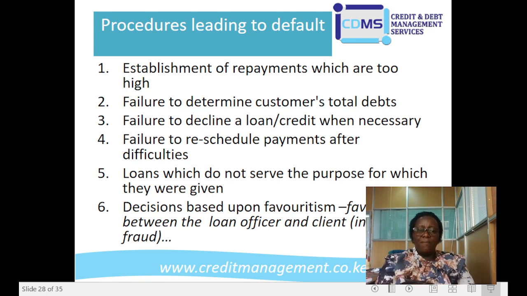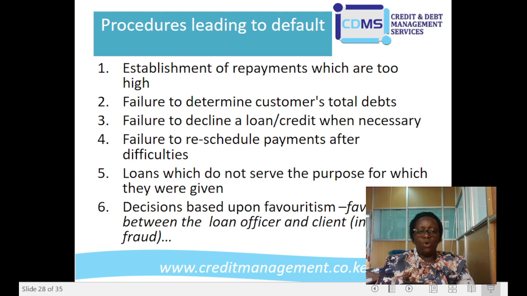So the other thing, we talk about procedures that lead to default. I think establishment of repayments which are too high, which do not even match the customer's cash flow. So failure to determine customers' total debts. You have not considered that you are not the only creditor that this customer has. Maybe you are adding up more. They have already dug a hole, and you are now making that hole even deeper by extending credit to them. So this can be taken care of by carrying out what we call credit risk assessment, which we talked about in our module number 2.